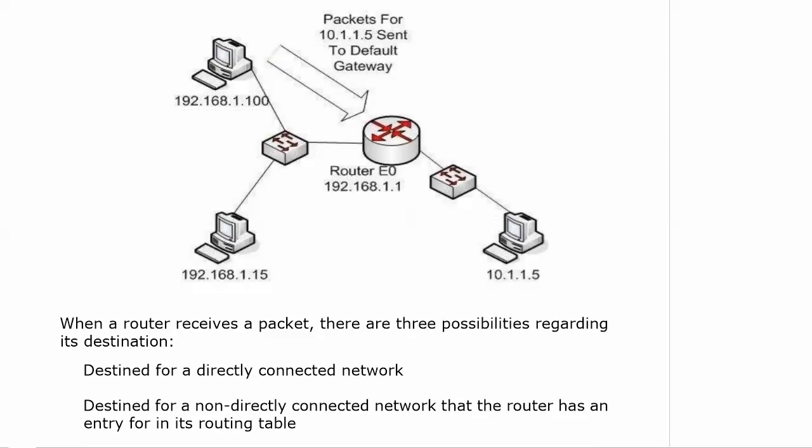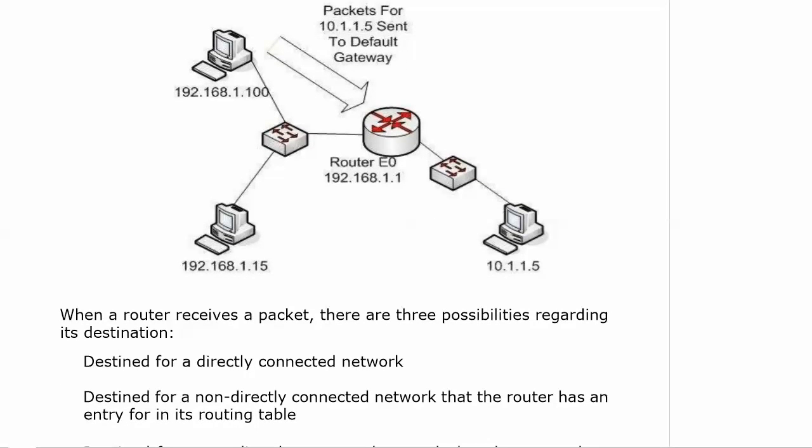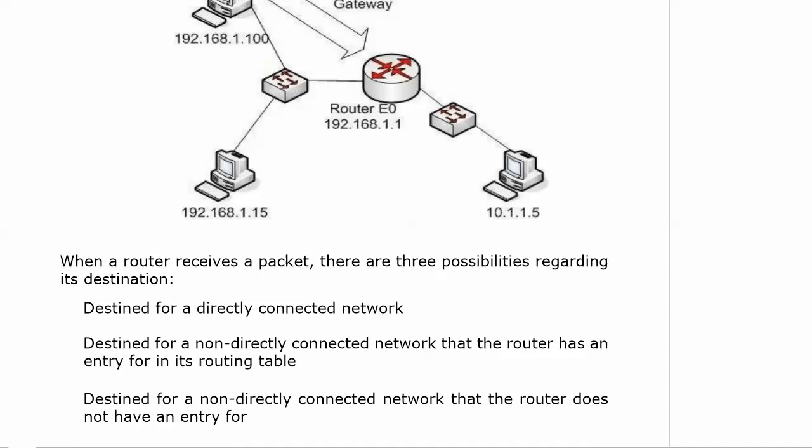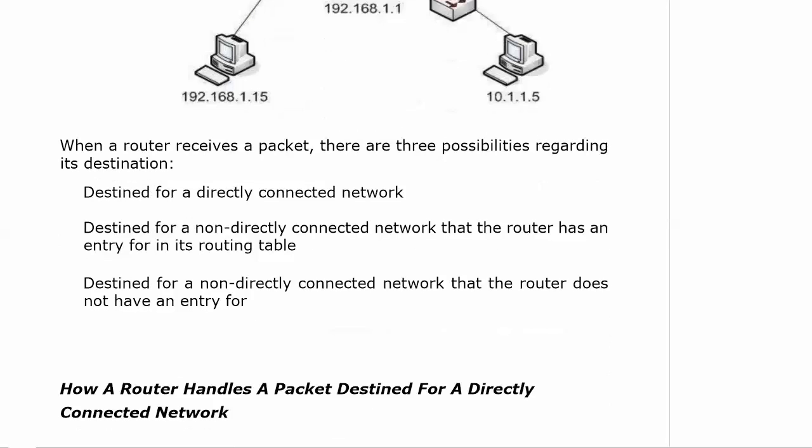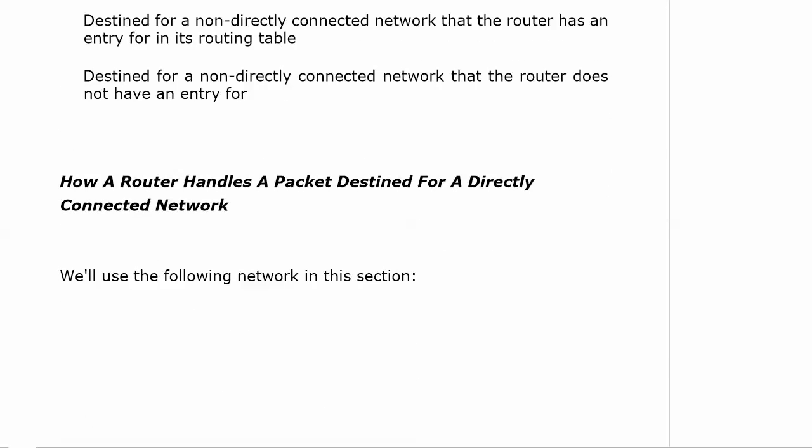Now, nothing wrong with that, but the packets destined for 10.1.1.5 are now coming into the default gateway. They're going to arrive on the router's Ethernet 0 interface at 192.168.1.1. So at this point, there are three possibilities regarding the destination. They're either destined for a network directly connected to the router. Or they could be destined for a non-directly connected network that the router has an entry for in its routing table. Or it could be destined for a non-directly connected network that the router does not have an entry for. And I want you to see all three of those scenarios. First off, how a router handles a packet destined for a directly connected network.